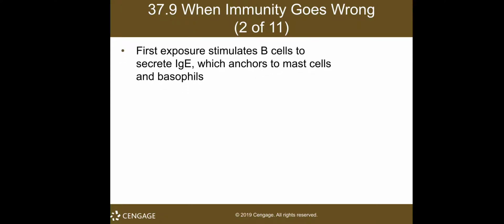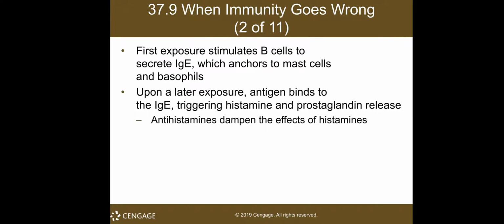So first exposure, remember, first exposure stimulates B cells to secrete IgE, which anchors to mast cells and basophils. Upon later exposure, the antigen binds to the IgE, triggering histamine and prostaglandin release. So basically, this is our humoral immune response. The antihistamines dampen the effects of histamine. So basically, when you have an allergy, this is what happens.